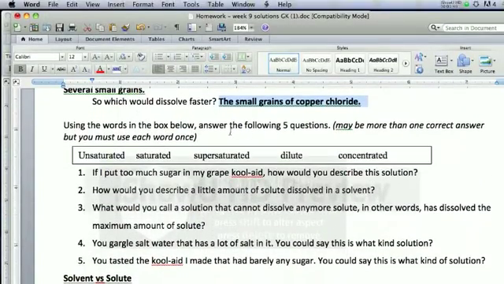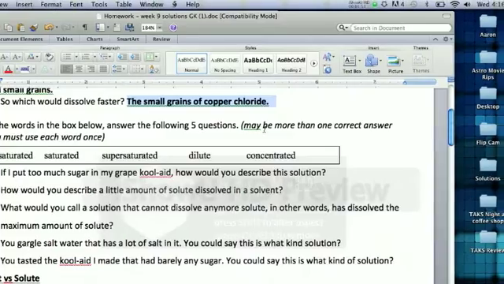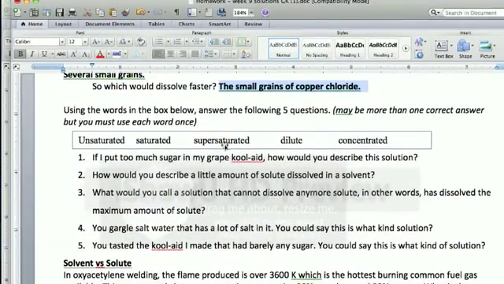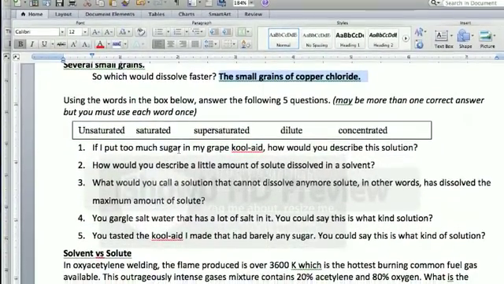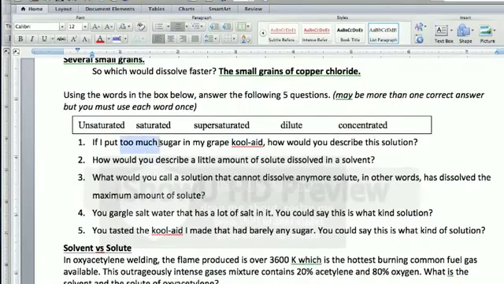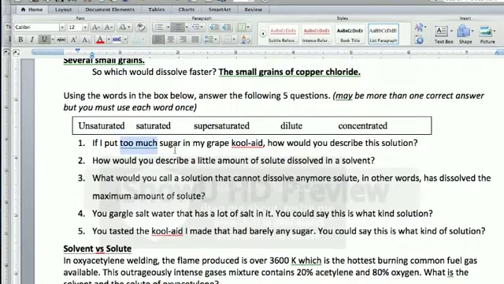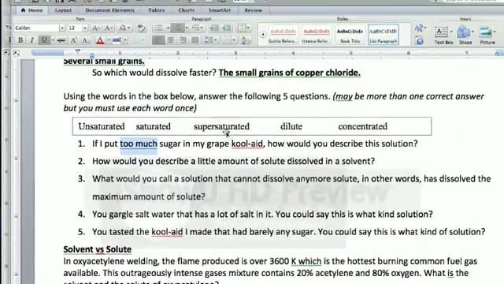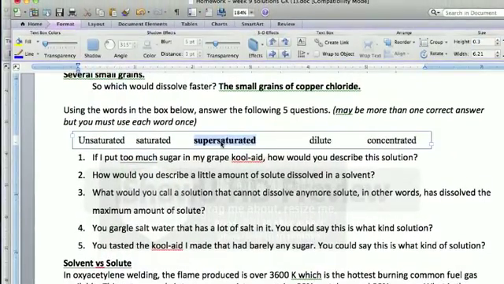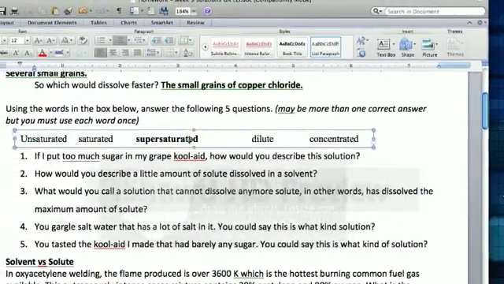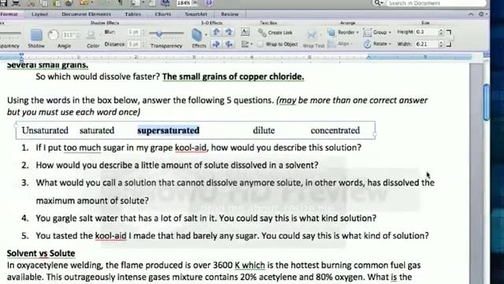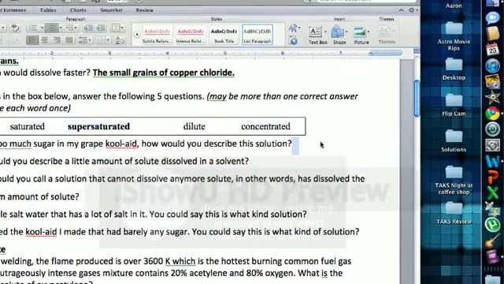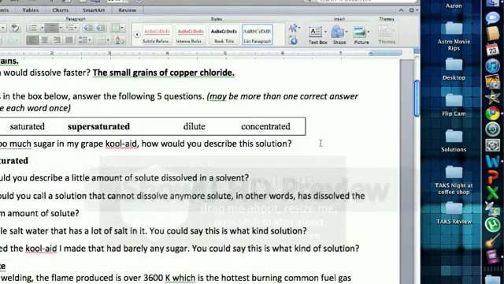Using the words in the box below, answer the following 5 questions. There may be more than one correct answer, but you must use each word once. If you put too much, and here's the key word right there, too much sugar in your grape Kool-Aid, that would be a supersaturated solution. So we'd say that would be supersaturated.